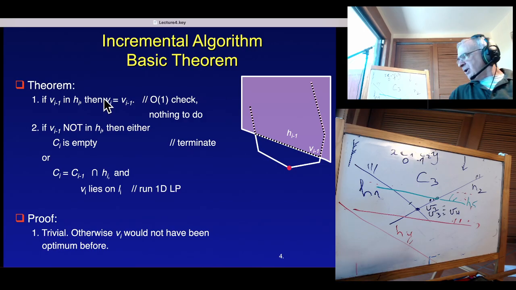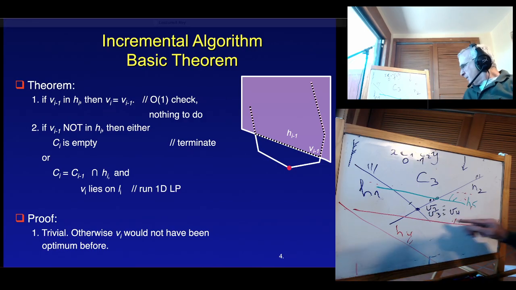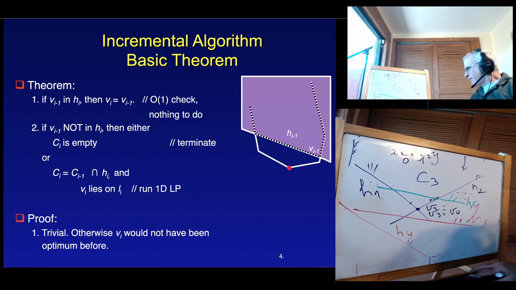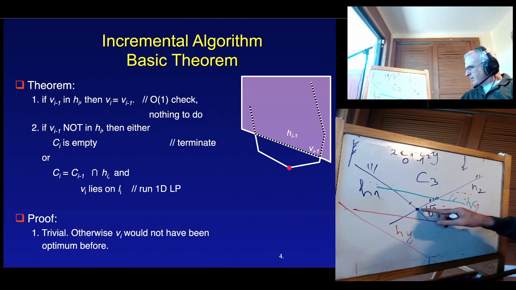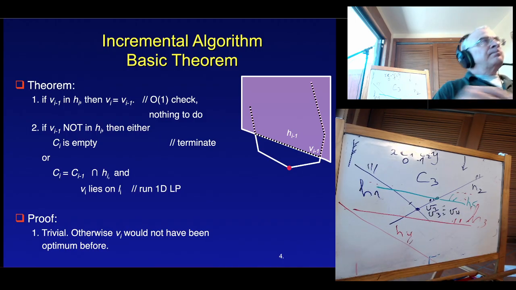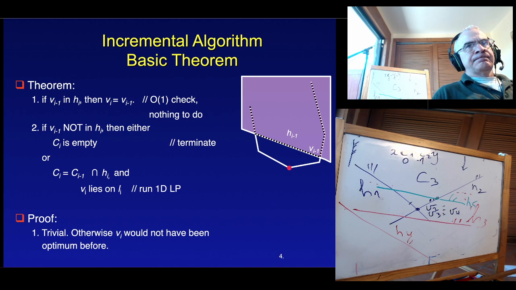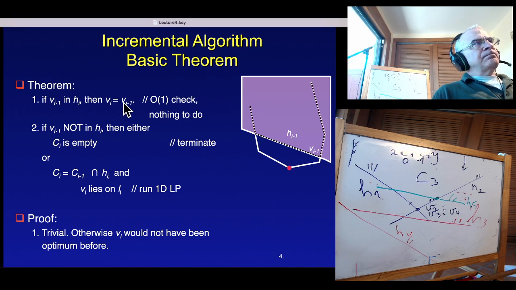So if you don't need to change it, you just inserted this red guy. It used to be h3. You have just inserted h3. It didn't violate v2. v2 was the optimum so far. Then what should I do? I will just say that the new optimum, vi, is just the old optimum, vi minus 1. Make sense? The previous optimum is still the optimum. I can move now to the next half plane.